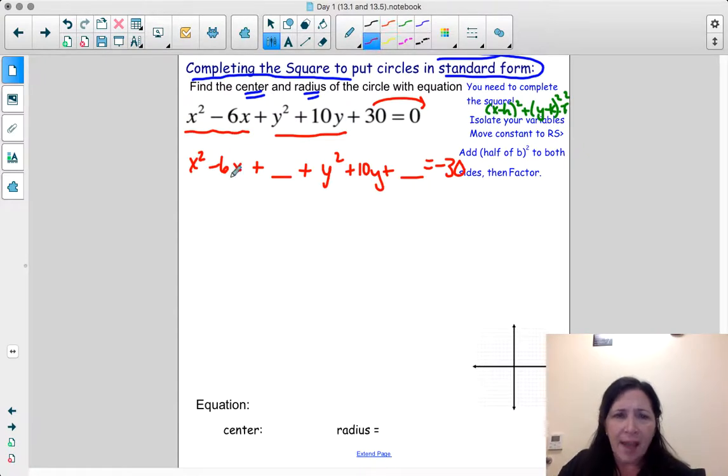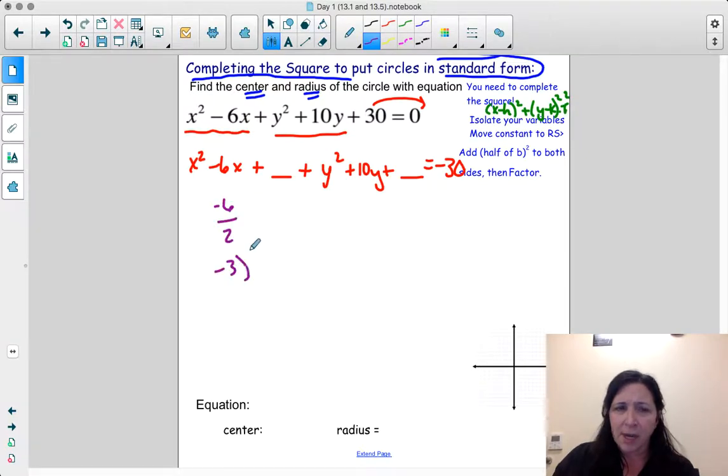So we're going to take half of 6, which is 3, or technically it's negative 3 with the negative sign. I'm taking negative 6, divide that by 2, I get negative 3. Then you're going to square that, so you're going to add 9. In this case, you're going to take half of 10, which is 5. 5 squared is 25. So I'm going to add 25 here.